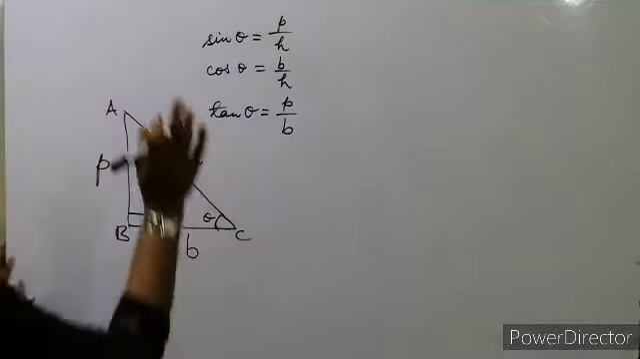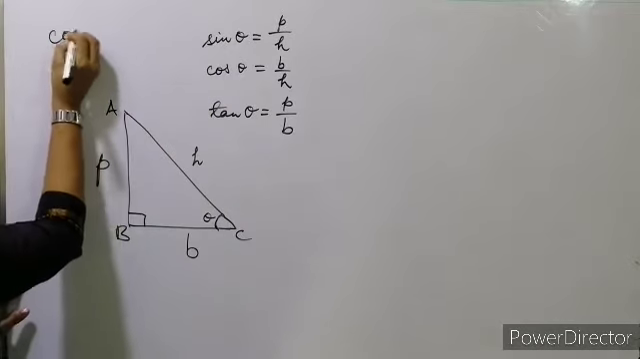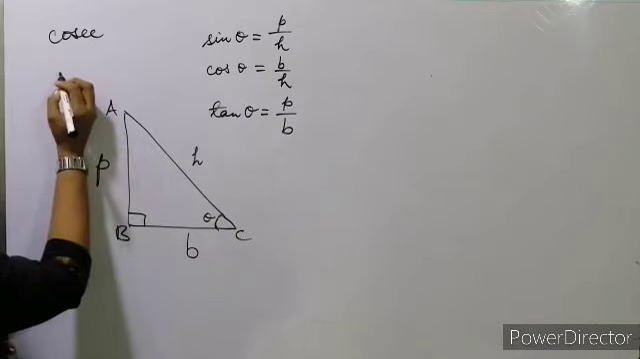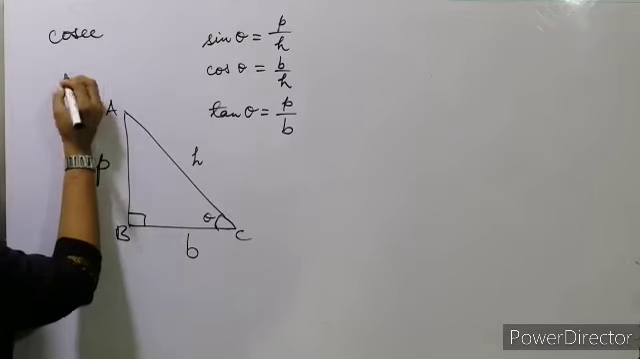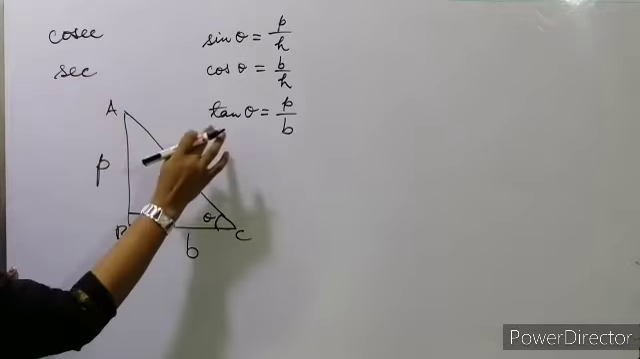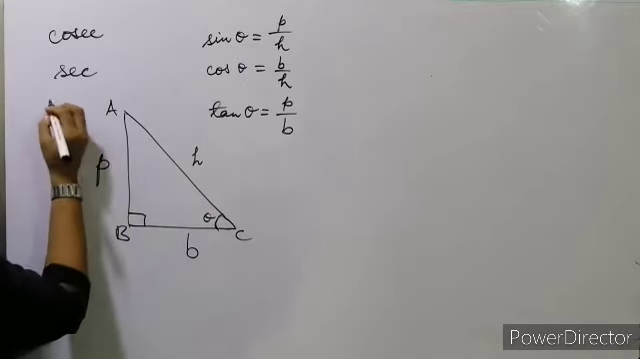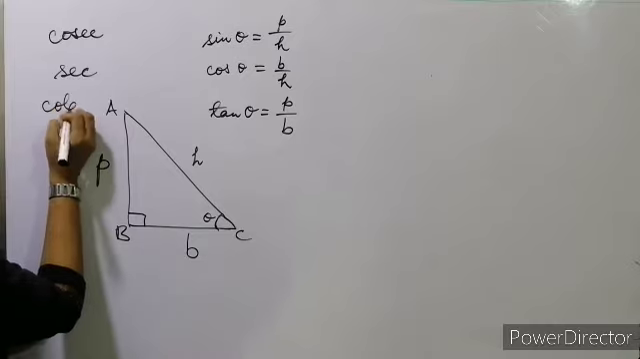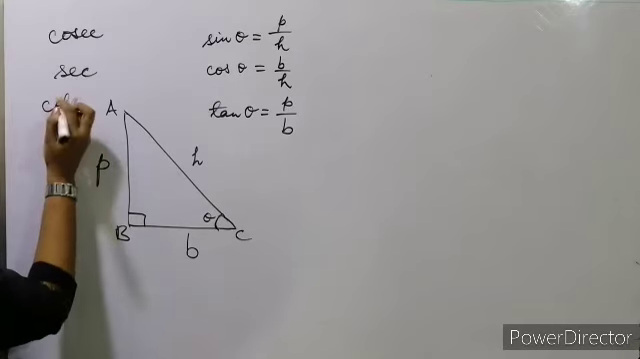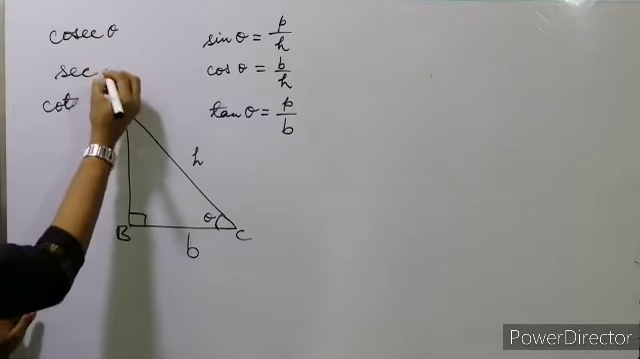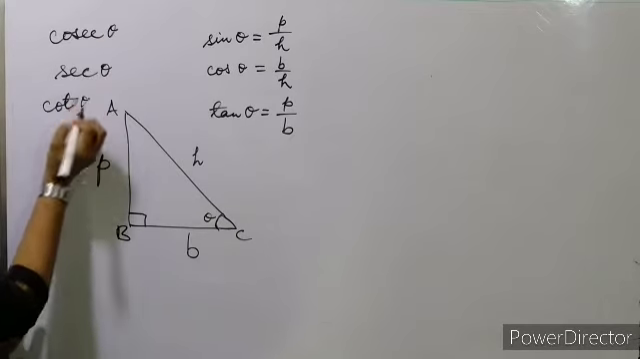And the inverse of sine is cosecant, the inverse of cos is secant, that is sec, and the inverse of tan, 1 upon tan, is cotangent. So that is written as cot. So cosec theta, sec theta and cot theta.